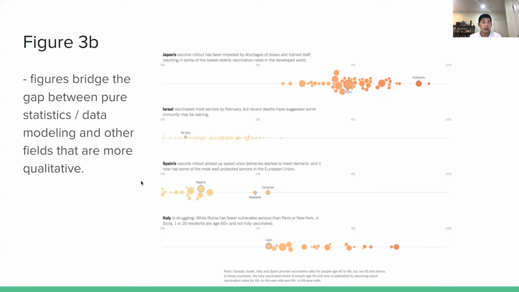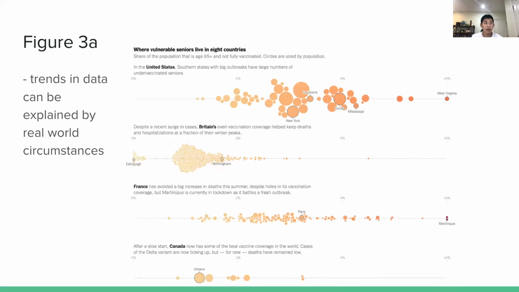And so these figures are really bridging the gap between statistics and data and other fields that are more qualitative, because when we look at a country and how poorly COVID-19 is going there, we aren't really turning to these statistics initially. We're just kind of going off some intuition, and these graphs are helping to back us up. So yeah, these trends in the data are being explained by the real world circumstances and the severity of COVID-19 in each of these countries.